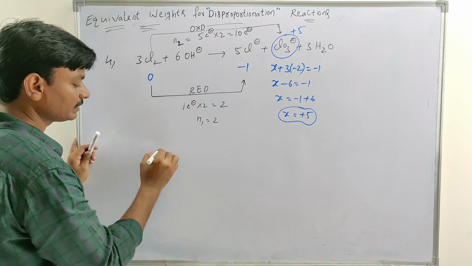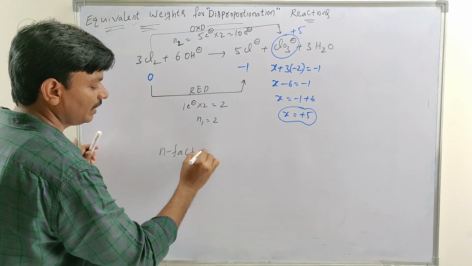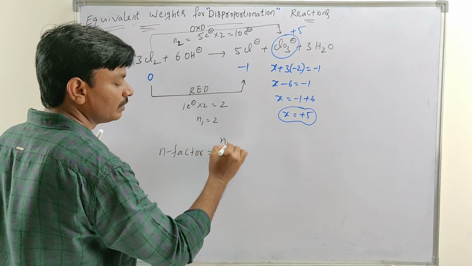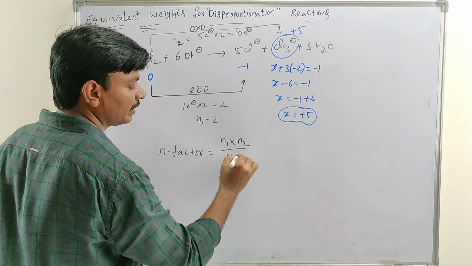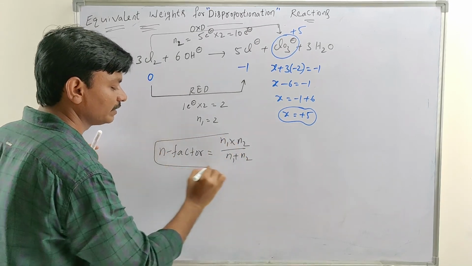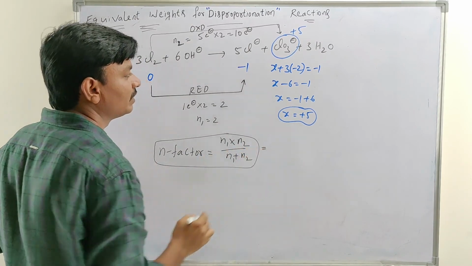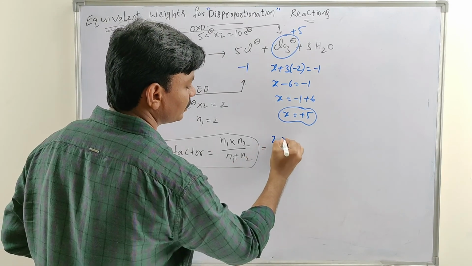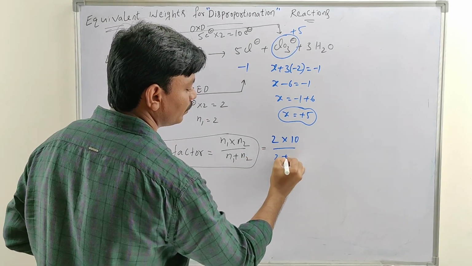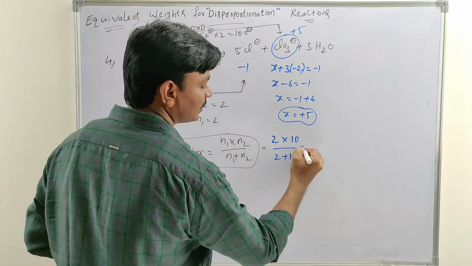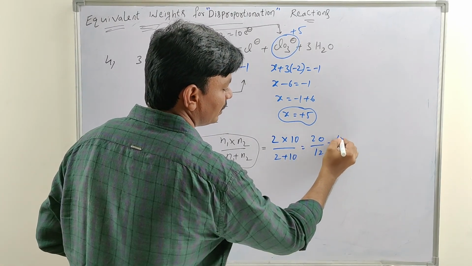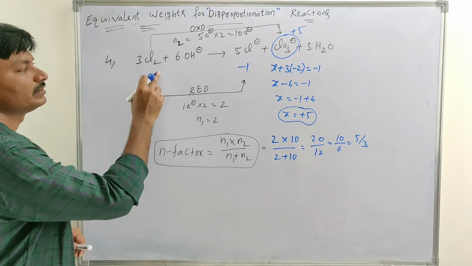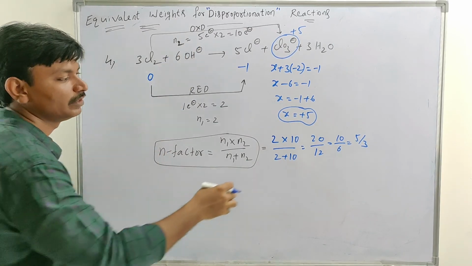Clear? Here the N factor value for the given disproportionation reaction is N factor equals N1 into N2 divided by N1 plus N2. Here N1 is 2 electrons and N2 is 10 electrons, so 2 into 10 divided by 2 plus 10, that is 20 divided by 12, 10 divided by 6, 5 divided by 3. The N factor value of Cl2 in the disproportionation reaction equals 5 by 3.